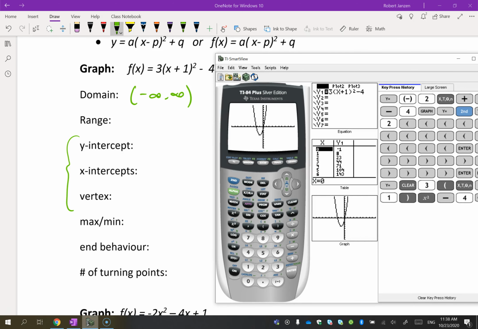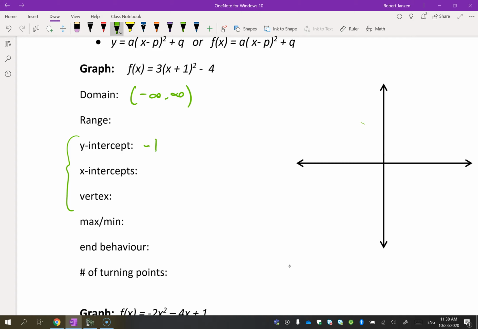So let's go back here, and we'll go to second trace. Let's figure out the Y-intercept first. That's where x is 0. And if I press that, it says y is negative 1. Okay, so I can plot a point here at negative 1.